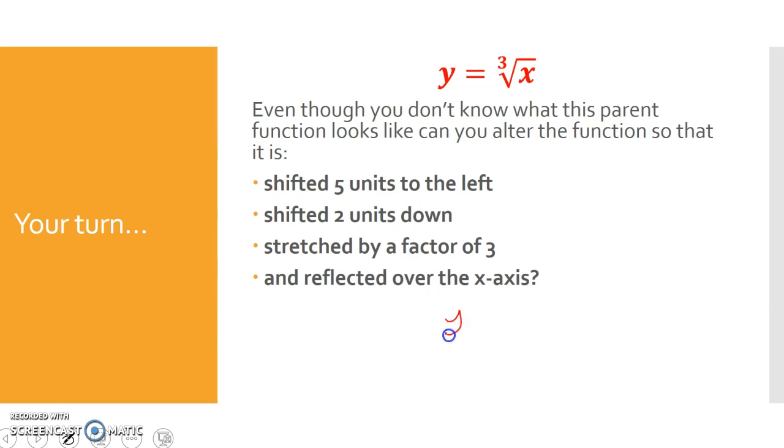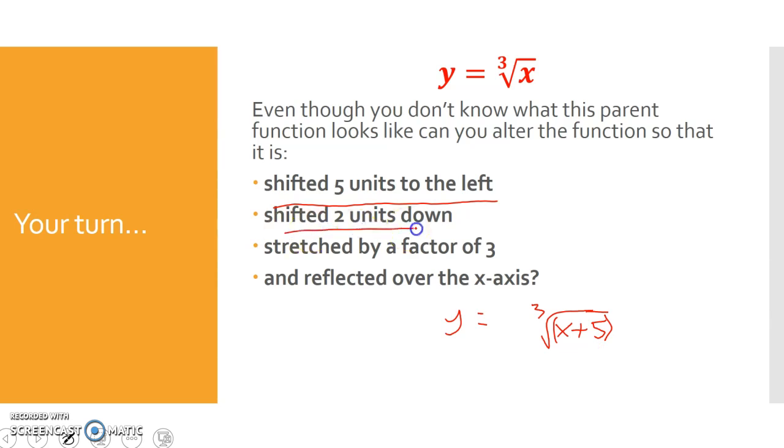Let me just show you how I would change this. Right now we have the cube root of x. Well, to shift this 5 units to the left, I'm going to have to take x plus 5 before I take the cube root. So I'm going to put the plus 5 inside the cube root sign. Now I could put parentheses in here. I don't really need them because I'm going to have to add 5 before I take the cube root anyway.